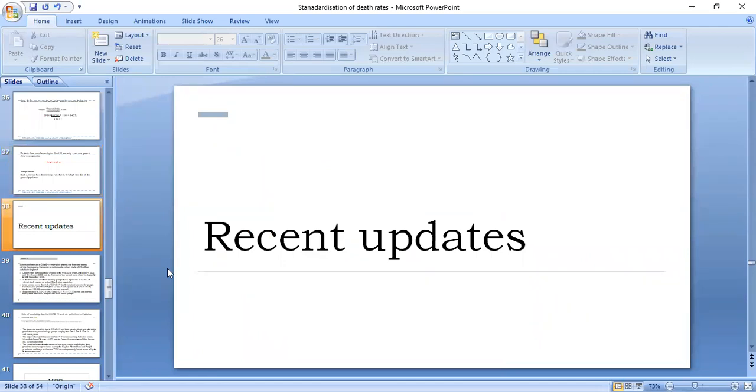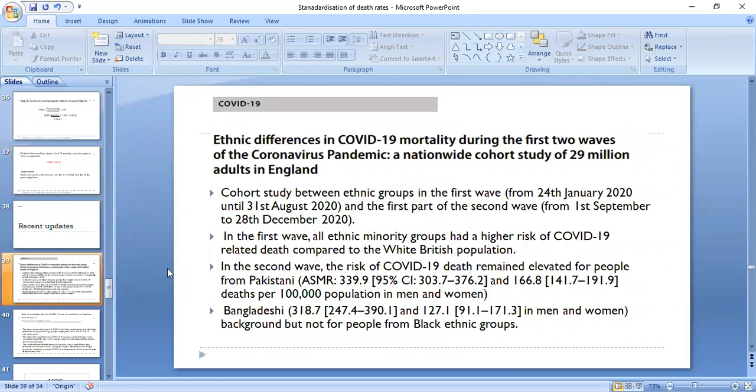So, the time for the recent updates. The first article's title is Ethnic Differences in COVID-19 Mortality During the First Two Waves of the Coronavirus Pandemic, a nationwide cohort study of 29 million adults in England. The main point of the study is a cohort comparison between ethnic groups in the first wave, from 24th January 2020 until 31st August 2020, and the first part of the second wave, from 1st September to 28th December 2020.